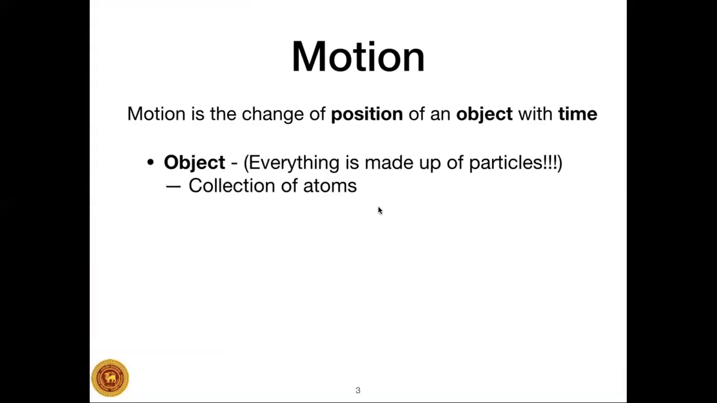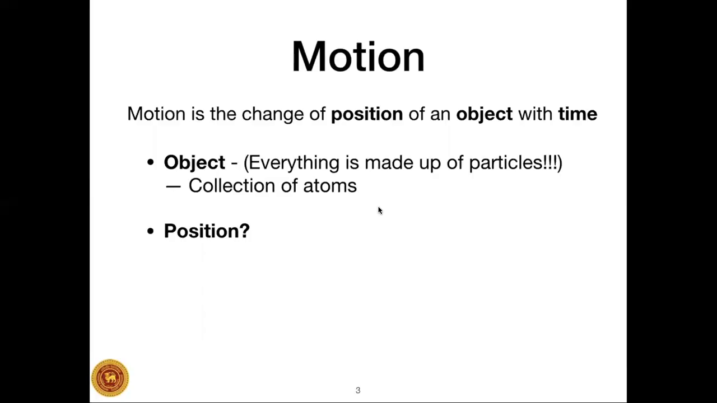So what's an object? This is actually based on our early 20th century realization that everything that we see, these objects that we call macroscopic objects, are made of tiny particles that we call atoms. So a collection of atoms can be formally defined to be an object. That's fine. Now that's very well defined.